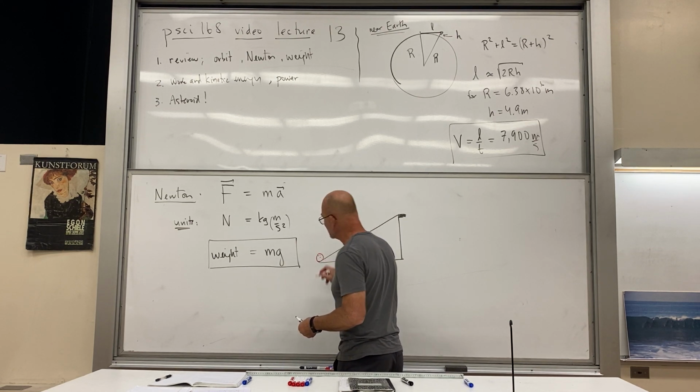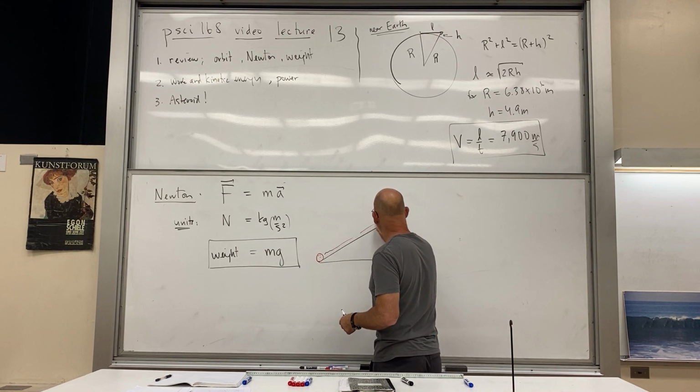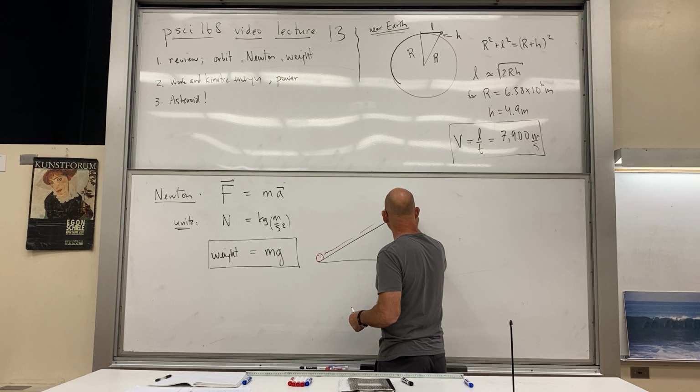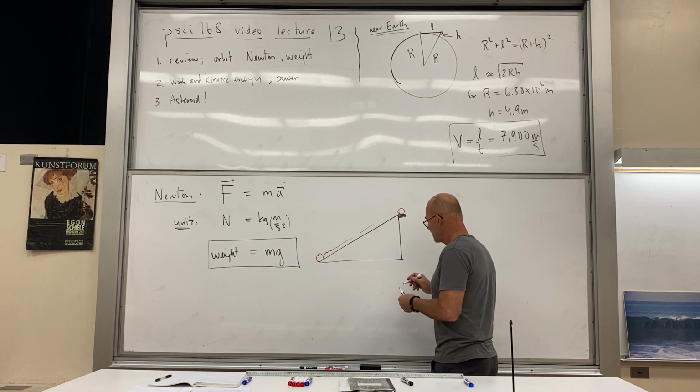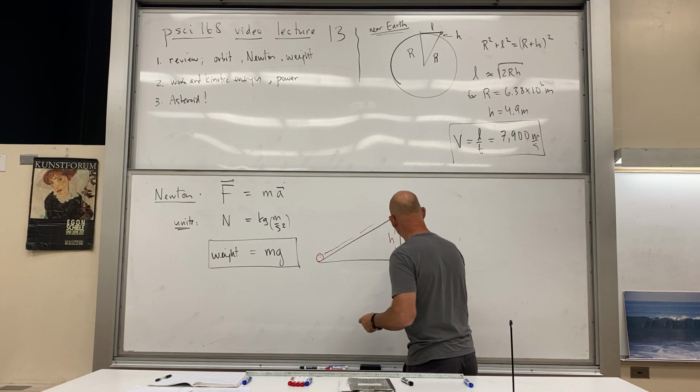I must have had that bowling ball in here before, I think, but I don't have it with me now. So we're going to roll the ball up and set it up here on the ledge, and we have a height h here of this ramp, and this is the ground level.